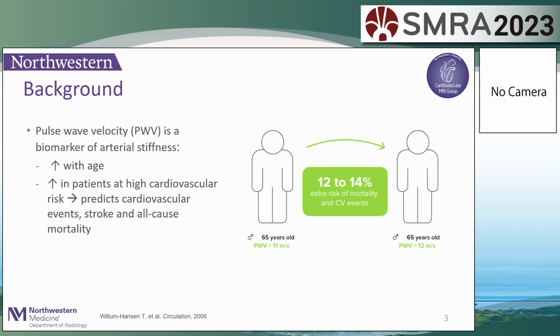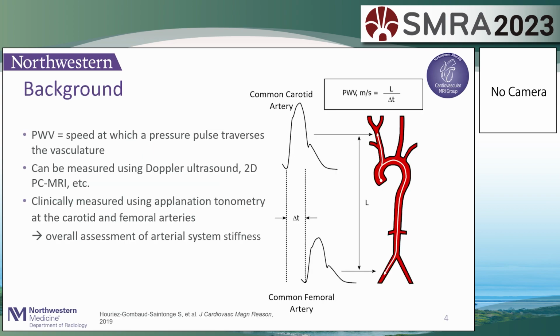So as we know, pulse wave velocity is a biomarker used to measure arterial stiffness, which is seeing increased clinical adoption. In fact, evidence in recent years has shown that pulse wave velocity not only progressively increases with age as part of the normal aging process, but also holds prognostic significance. Specifically, it is notably elevated in patients who are at high cardiovascular risk and can serve as a predictive metric for future cardiovascular events, strokes, and all-cause mortality.